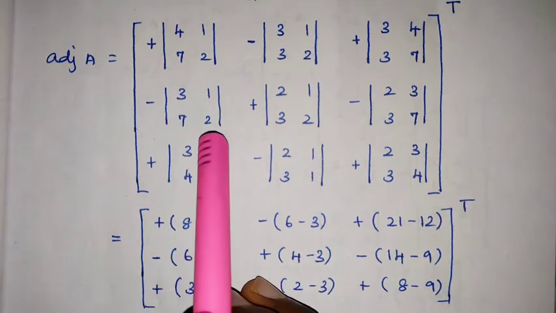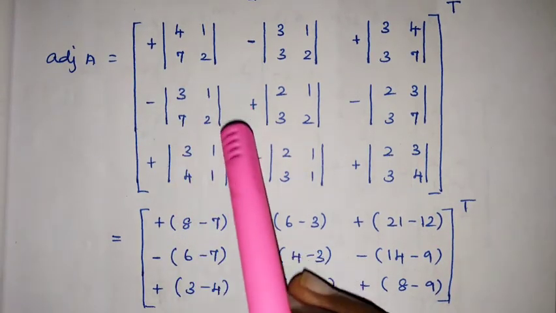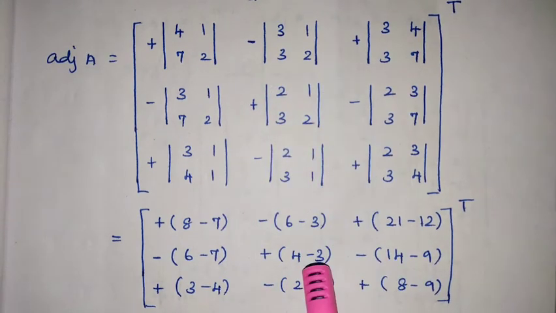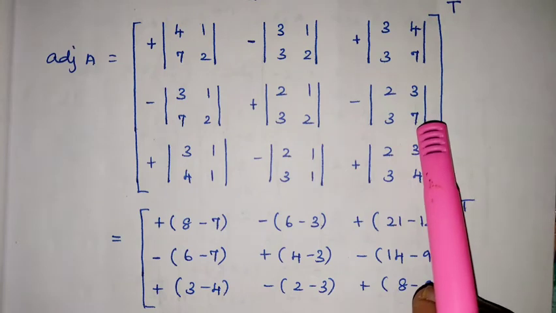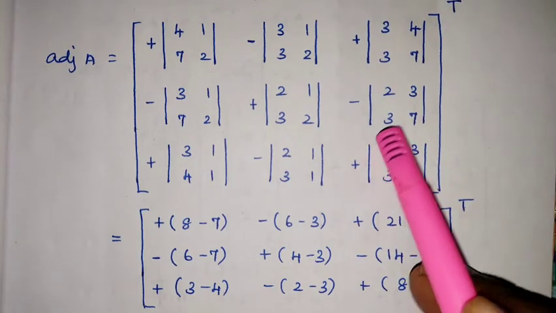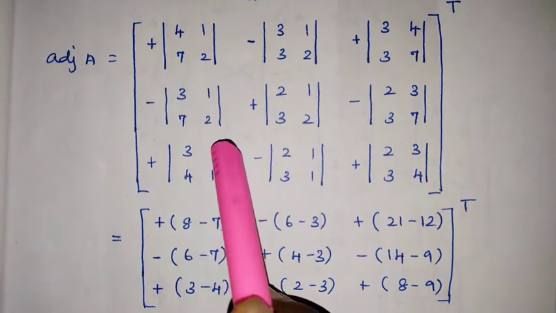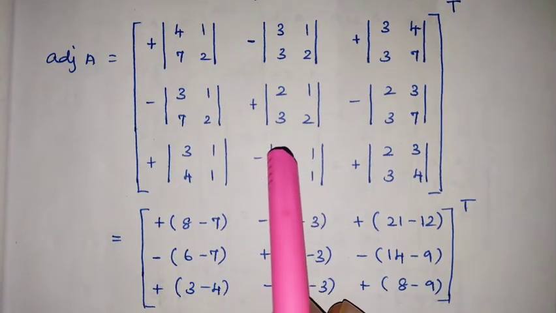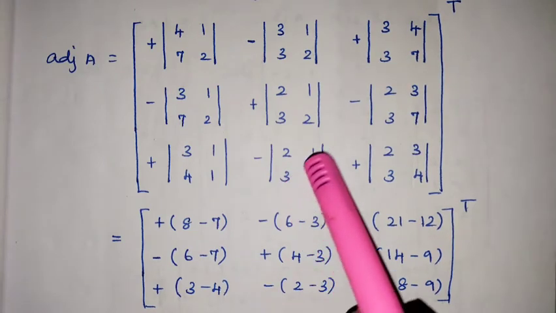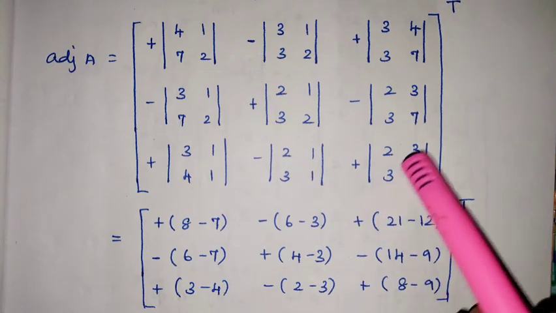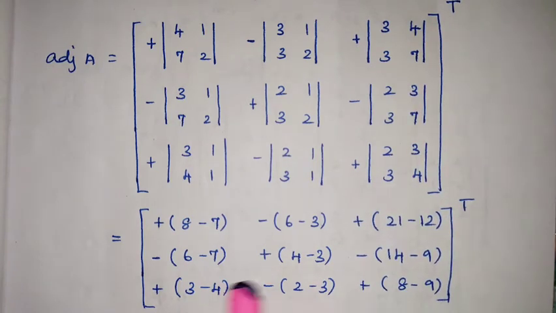Then 3 into 2 is 6 minus 1 into 7 is 7. 2 into 2 is 4 minus 1 into 3 is 3. Then 2 into 7 is 14 minus 3 into 3 is 9. 3 into 1 is 3, 4 into 1 is 4, minus. Then 1 into 2 is 2 minus 3 into 1 is 3. Then 4 into 2 is 8 minus 3 into 3 is 9. Now the last step, you just simply add these elements and write the answer.